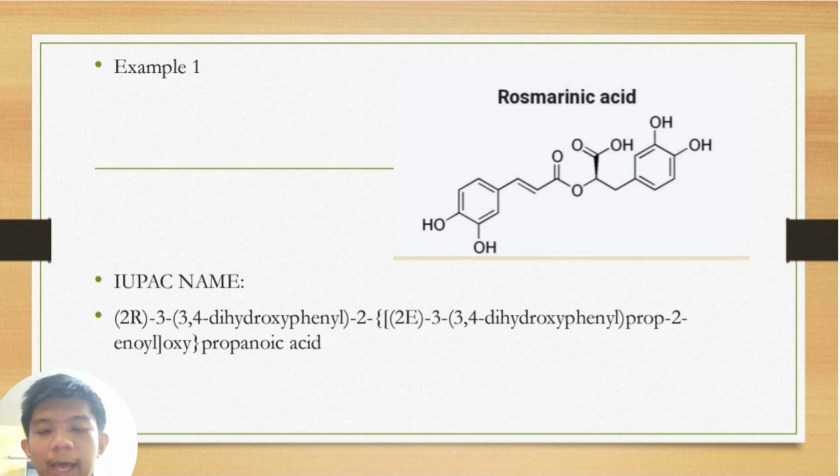So the IUPAC name will be, well, this name also includes the stereoisomers of the molecule, and you can see that there are stereoisomers of this compound. To specify the stereoisomers, the IUPAC name will be 2R, 3,4 dihydroxyphenyl, 2,2E, 3,4 dihydroxyphenyl prop-2-enoyl oxypropanoic acid.